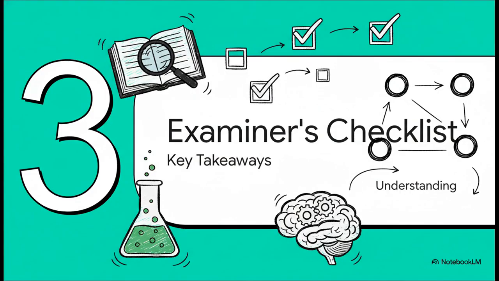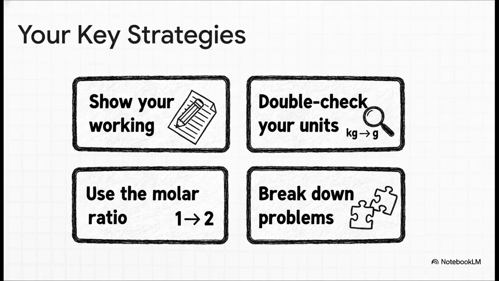So, what did we learn from cracking open that mark scheme? It's not just about getting the final answer right, it's about showing the examiner you know the process. Let's quickly recap the key strategies. So what's the game plan? First, always show your full working out. We saw how every single step got us a mark. Second, double-check your units. That kilogram to gram conversion is a classic trap. Third, use that molar ratio from the equation. It's the bridge that gets you to the answer. But most importantly, break down the big problems into small steps. And finally, practice, practice, practice.